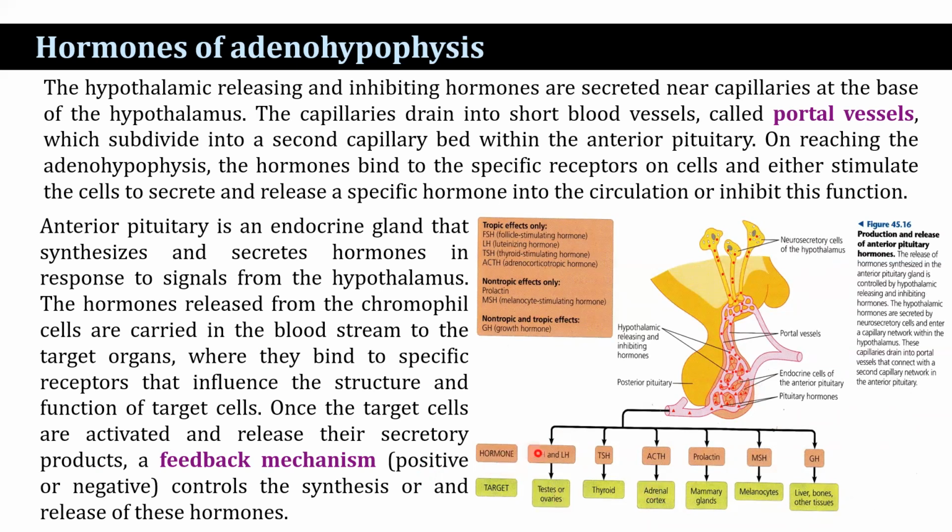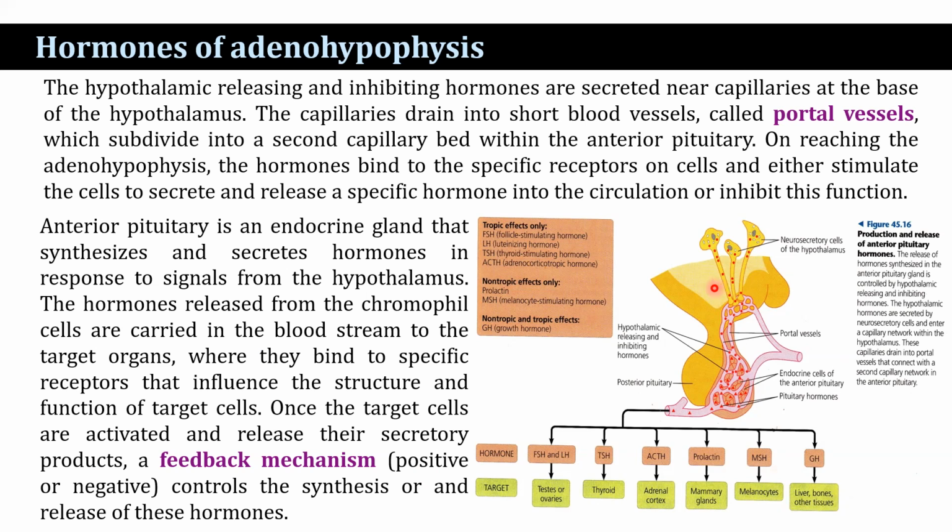Then you see here, there are hormones that are secreted from the anterior pituitary: FSH, TSH, ACTH, prolactin, MSH, and GH. The anterior pituitary is an endocrine gland that synthesizes and secretes hormones in response to signals from the hypothalamus. The hormones released from the chromophil cells are carried into the bloodstream to target organs, where they bind to specific receptors that influence the structure and function of target cells. Once the target cells are activated and release their secretory products, a feedback mechanism, which may be positive or negative, controls the synthesis and release of these hormones.